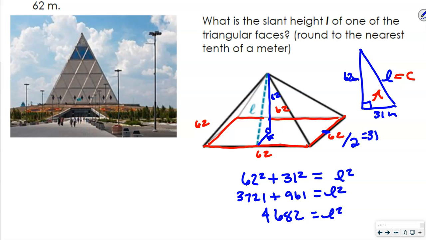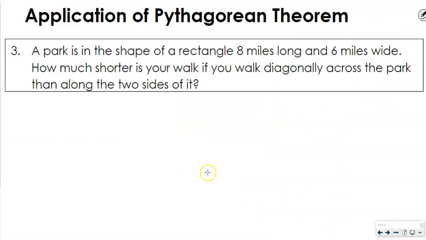So again, we've got to take the square root of both sides. Need a calculator to do that, okay? It says round to the nearest tenth of a meter. So our answer is going to be L is equal to 69.3 meters. Okay?